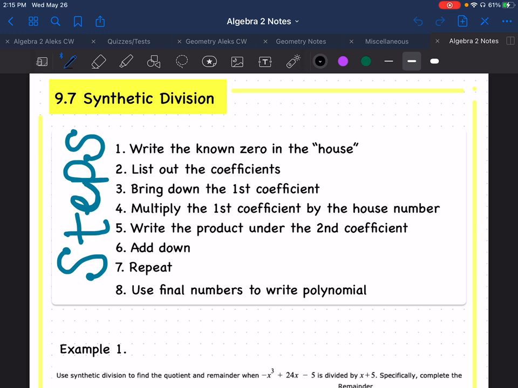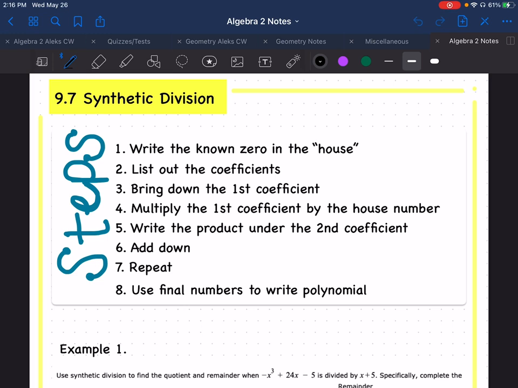And the nice thing about Alex is they do a couple of the steps for you, because a couple of these steps, if you started reading them, are just setup, how to set up the problem. So the first thing we're going to do is write the known zero in the house. And I'm going to show you how to find the known zero. But ultimately, Alex has already done this for you. They've already put the known zero in the house. Second, you list out all the coefficients. Alex will have done that for you.